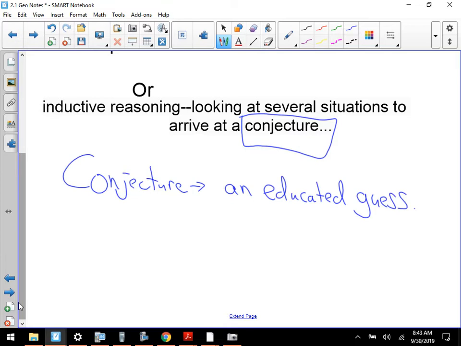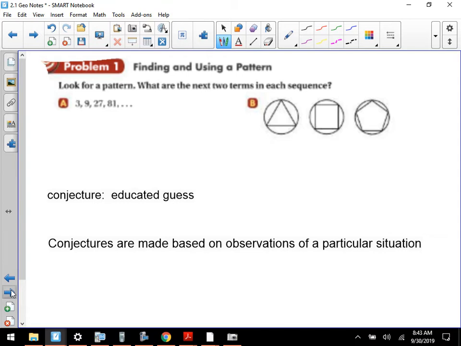All right. Conjecture, educated guess. We also do this. Wow, this looks terrible. So we look at patterns. The pattern here is 3, 9, 27, 81.